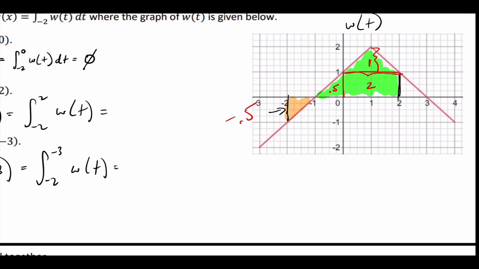So we get, what is that? 1 plus 2 plus 0.5 minus 0.5. So the 0.5s will cancel out, and you get 3.